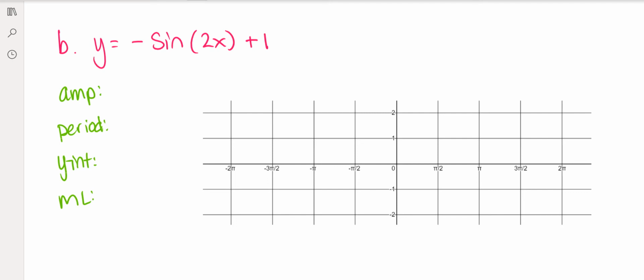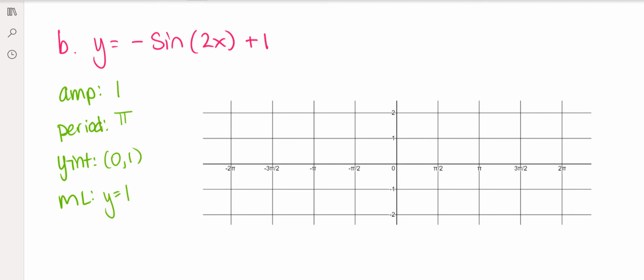All right, what's the amplitude? 1. Thank you for saying 1 and not -1. That just made my day. Period. Thank you. Period is pi. The 2's cancel. What is the y-intercept? Thank you. And the midline? Y equals 1.